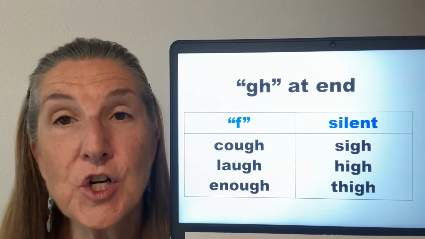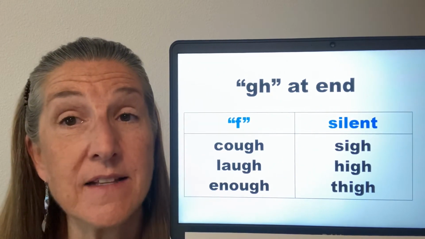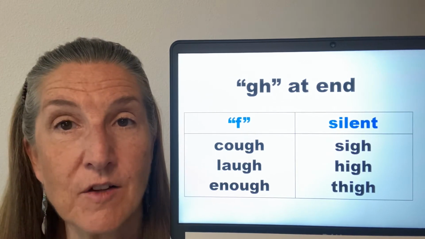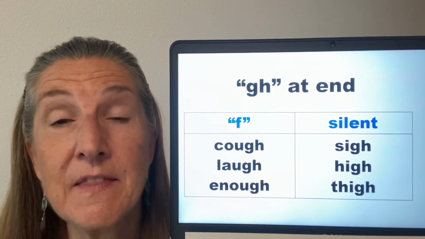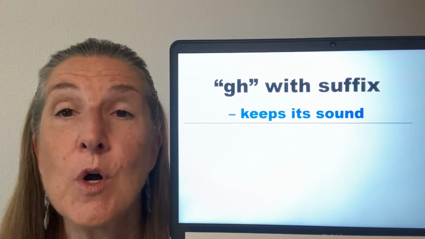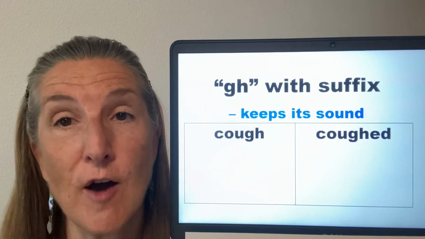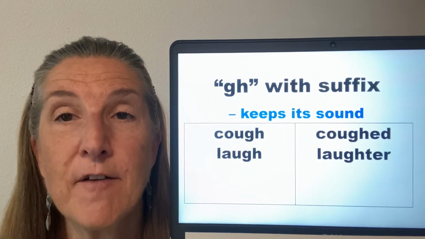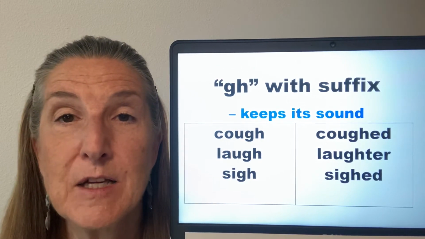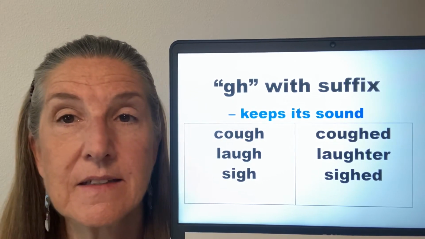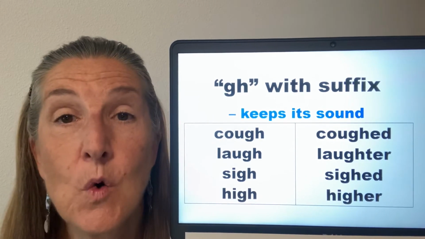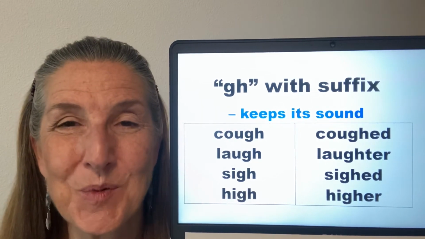When this GH occurs at the end of a word and we add a suffix, whether the GH has the F or the silent sound will be maintained in that word with the suffix. It will keep its sound. So cough becomes coughed. Laugh becomes laughter. Sigh becomes sighed. High becomes higher, or highest if you're talking about the superlative.